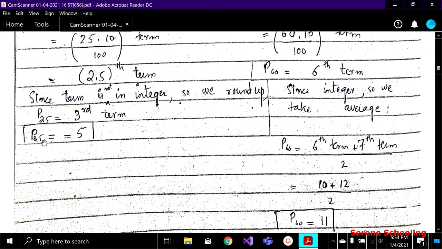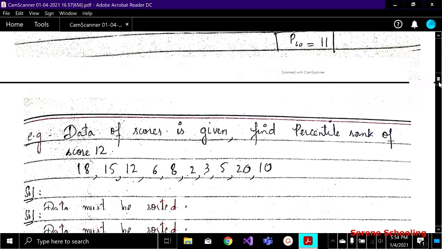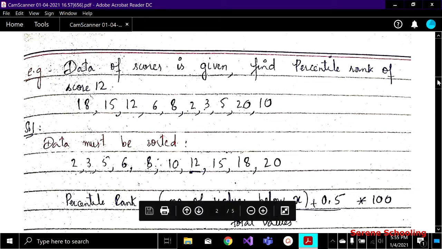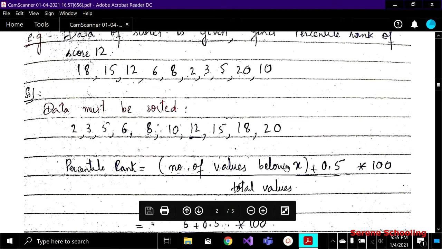Now suppose we are given the value and we have to find the percentile position. For that, see the next example. Here, data of the scores is given. Find the percentile rank of the score 12. You can see it is ungrouped data, we are not given the classes, right? So for ungrouped, we have seen the formula already: percentile rank equals number of values before x plus 0.5 over total values into 100.